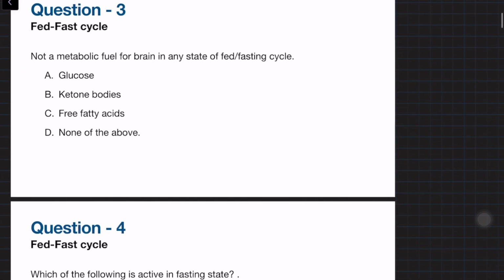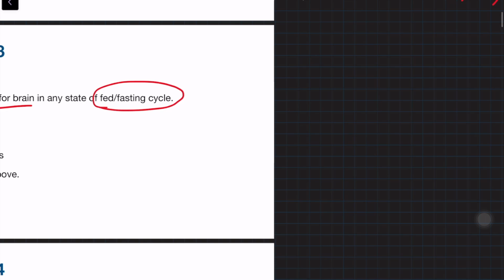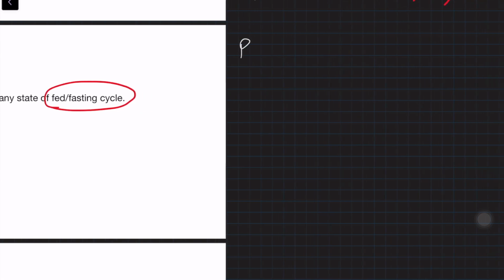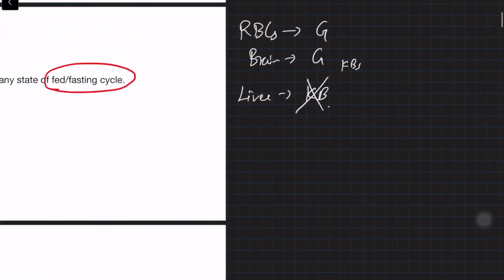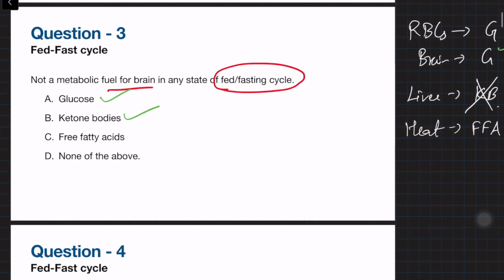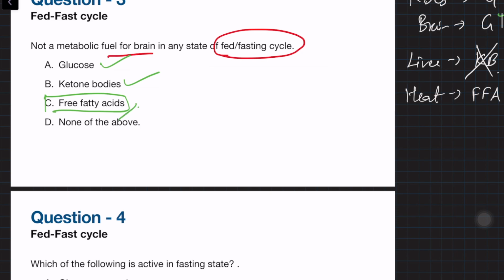In the fed-fast cycle, which of the following is not a metabolic fuel for the brain in any state of the fed-fast cycle? Let's see some important points about the metabolic fuels. RBCs exclusively use glucose. The brain also exclusively uses glucose, but it uses some amount of ketone bodies. The liver never uses ketone bodies. Never ever. These are some important things. And the heart likes free fatty acids. So the brain uses glucose and ketone bodies. Here glucose is there, ketone bodies is there, but free fatty acid is not there, therefore that is the answer.